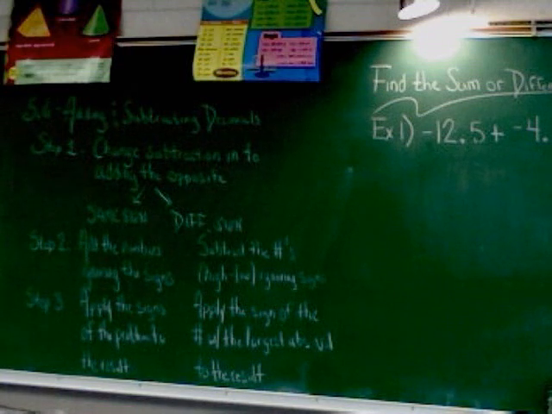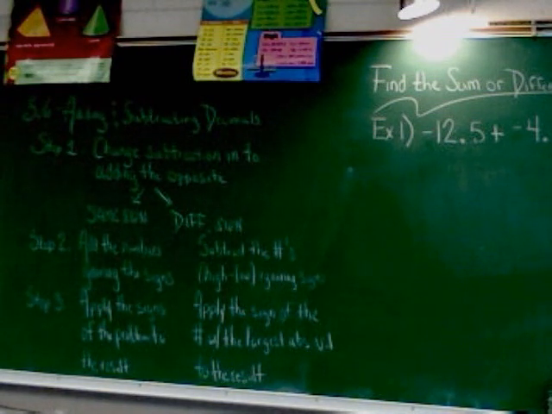Step 3, apply the signs of the problem to the result. So if they were both a positive in the modified problem, then the answer's got to be positive. If they're both negative, then the answer's got to be negative.